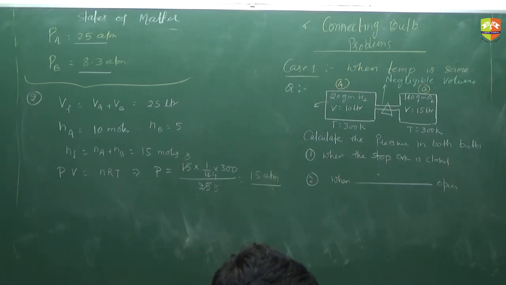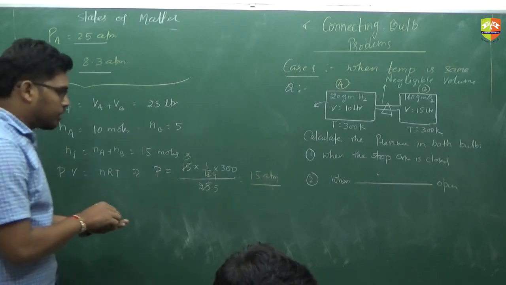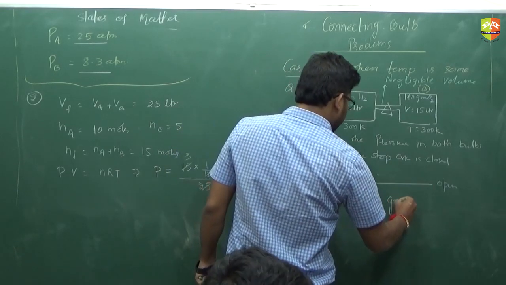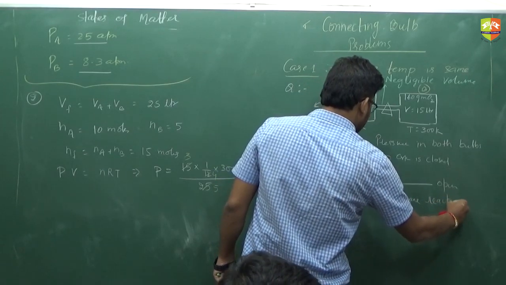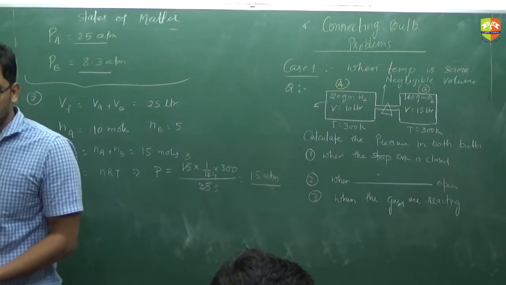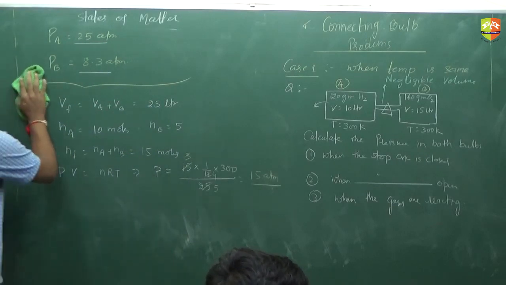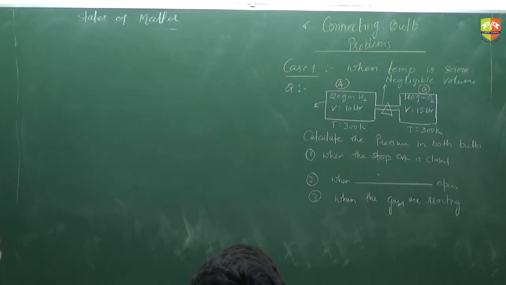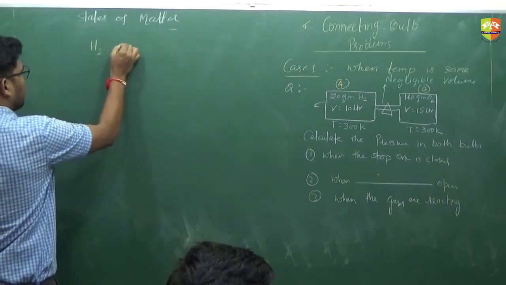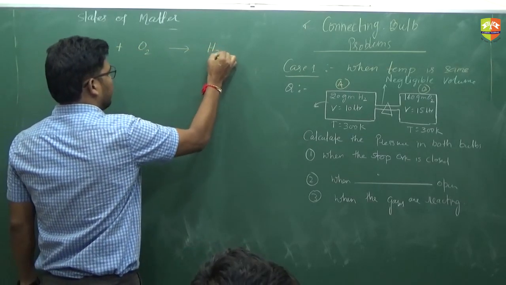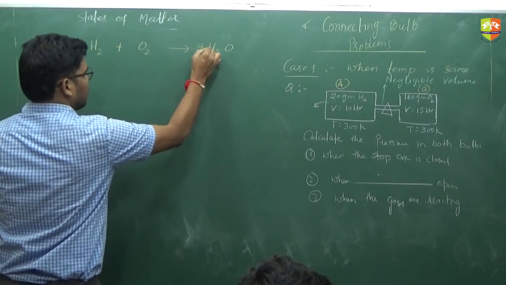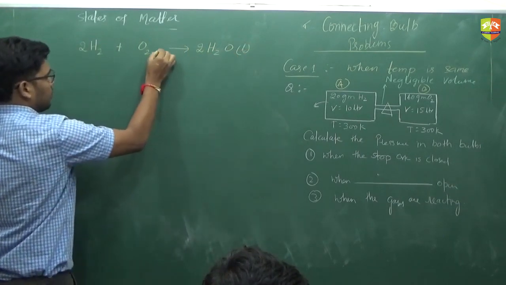So what's the next thing? Suppose, the third case I did not write here: when the gases are reacting, the final pressure when the gases are reacting. Do you have any limiting reagent? Interesting. So H2 combines with O2 and it forms H2O plus what? This will be liquid, this is gas, and this is gas.